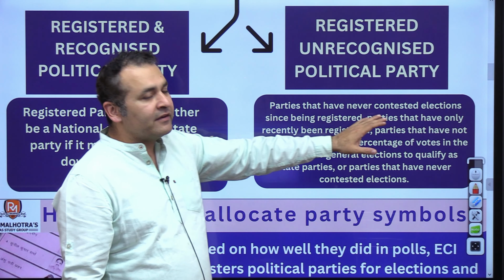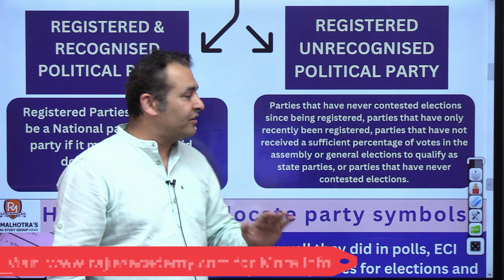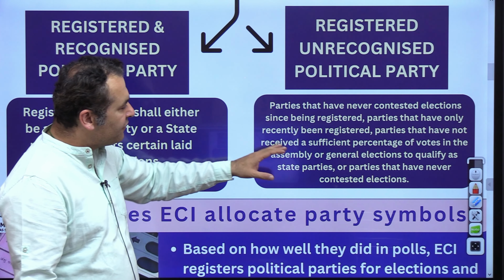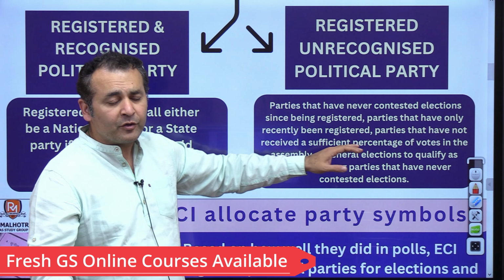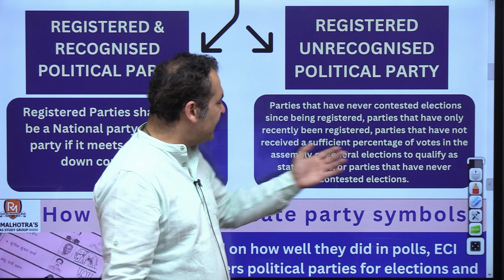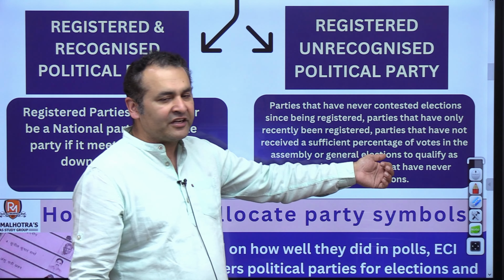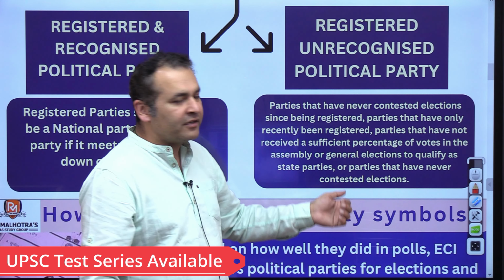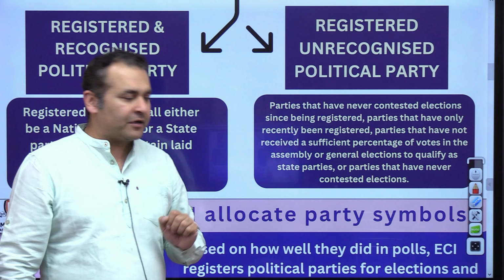Parties that have never contested elections, there are parties registered but they have not yet contested the elections since being registered. Then parties that have only recently been registered, they are yet to start the electoral process because the next elections are yet to happen. Then parties that have not received a sufficient percentage of votes in the assembly or general elections to qualify as state parties, or parties that have never contested elections. So these are registered but unrecognized parties.